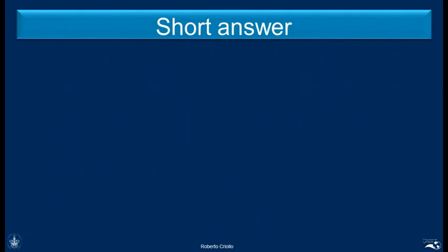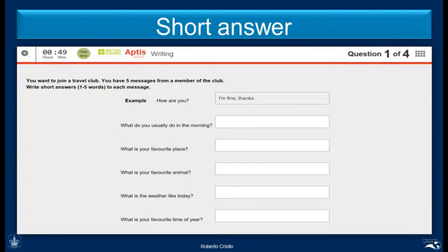Another very common type of item is short answer. This is one example from APTIS by the British Council. In this case, they give you a little context. I'm going to read it to you. You want to join a travel club. You have 5 messages from a member of the club. Write short answers, 1 to 5 words to each message. And we have an example.